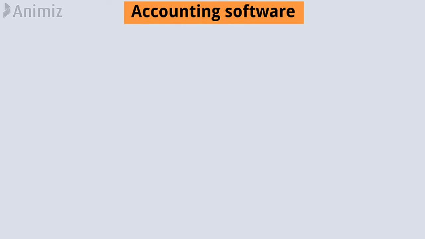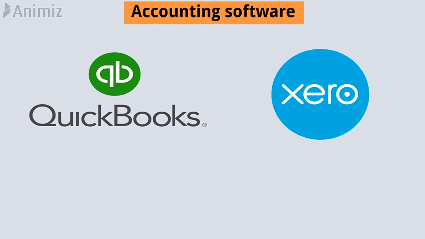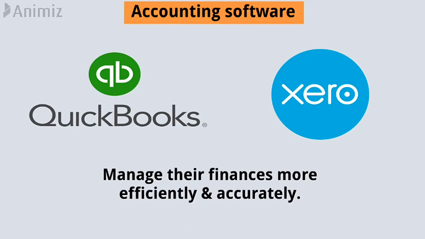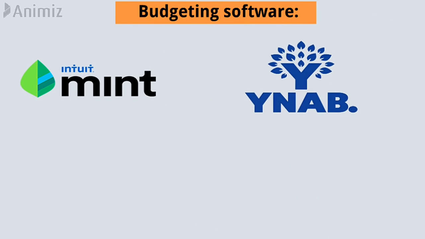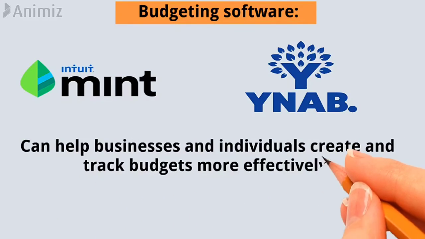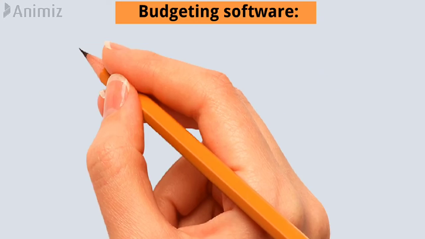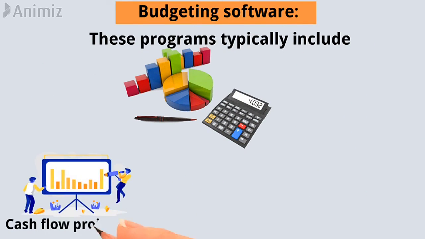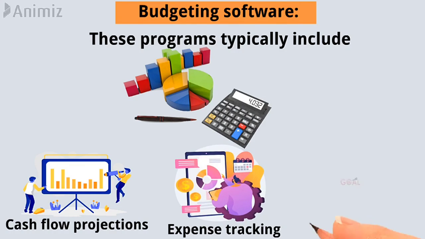Accounting software. Accounting software, such as QuickBooks or Xero, can help businesses and individuals manage their finances more efficiently and accurately. Budgeting software. Budgeting software, such as Mint or YNAB, can help businesses and individuals create and track budgets more effectively. These programs typically include cash flow management tools, such as cash flow projections, expense tracking, and goal setting.